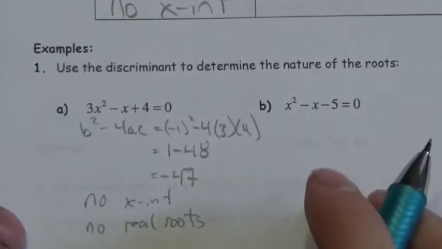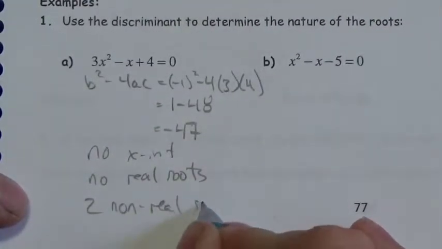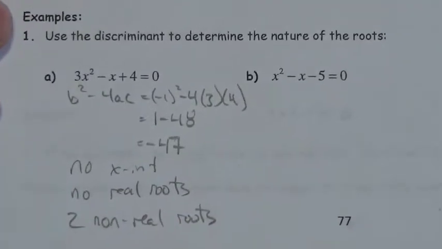Or if you want to think of it like this, another way you could write it is you could say that there's two non-real roots, if you really want to be accurate with that. Yeah, there are roots, they're just not real.